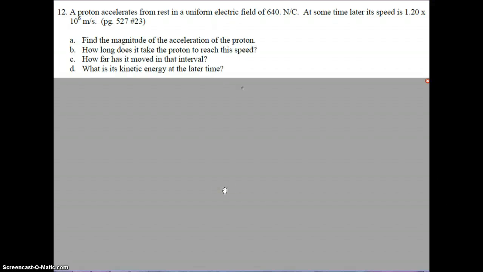Welcome to the solutions to the Electrostatics Problem Set, problems numbers 12 through 16. We start with problem 12.